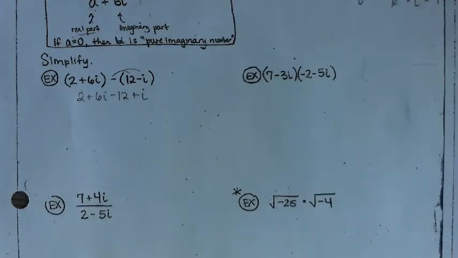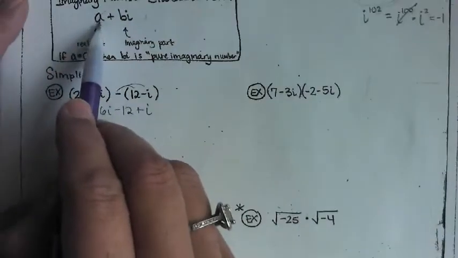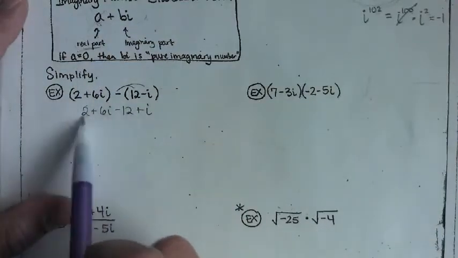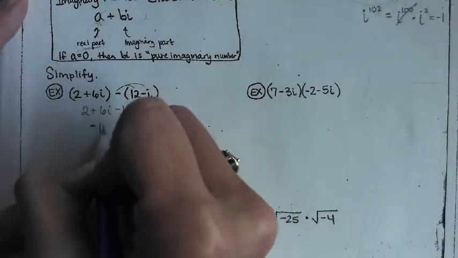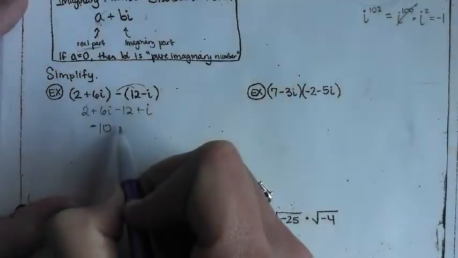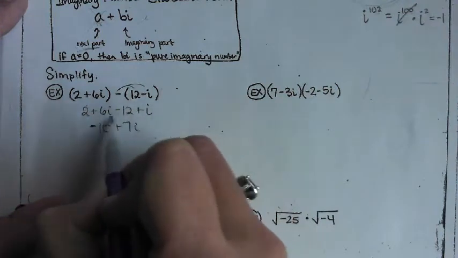So you distribute your negative, combine like terms, and try to put your real portion first. So your real component is the 2 minus 12, which would be negative 10. And then plus 6i plus i would be plus 7i.